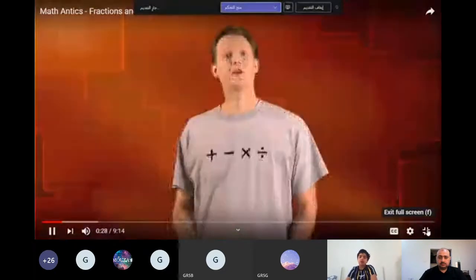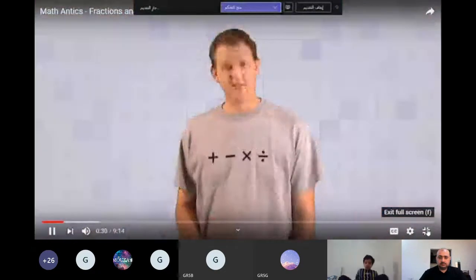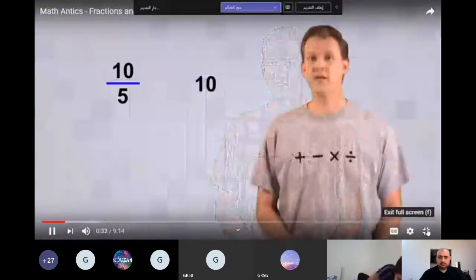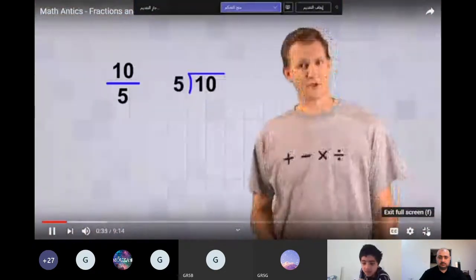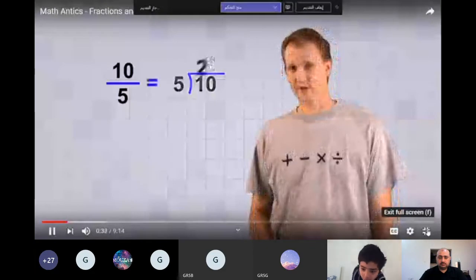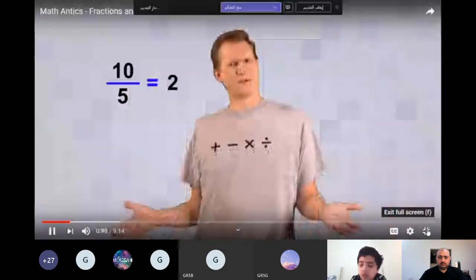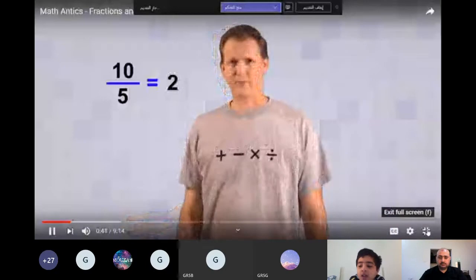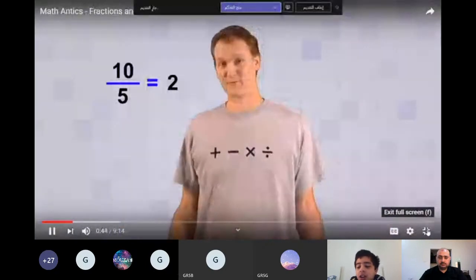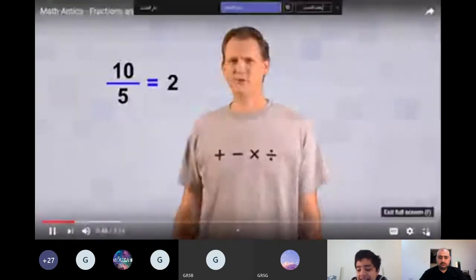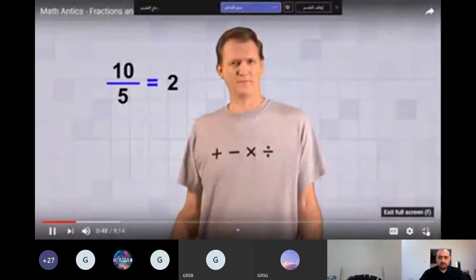Let's look at this fraction, for example, 10 fifths. That's the same as the division problem, 10 divided by 5. Now we know that 10 divided by 5 is 2, so the value of this fraction is 2. So what's the deal? The value 2 doesn't seem like a smaller part of something. In fact, it seems like 2 of something. I mean, aren't fractions supposed to have a value smaller than 1?